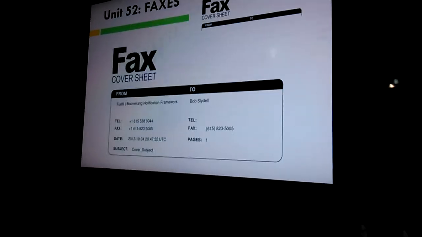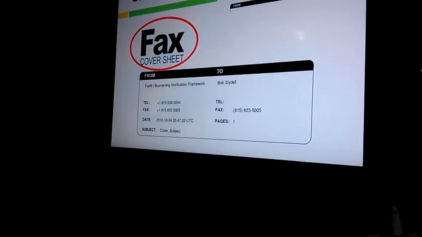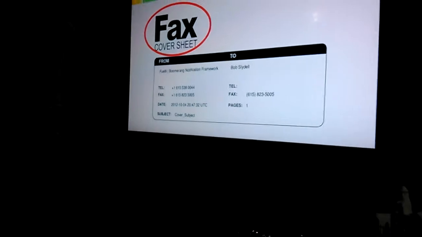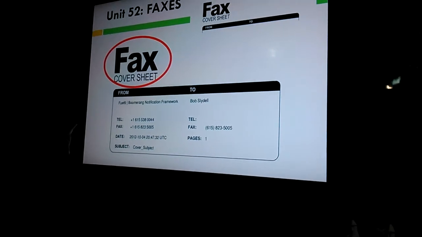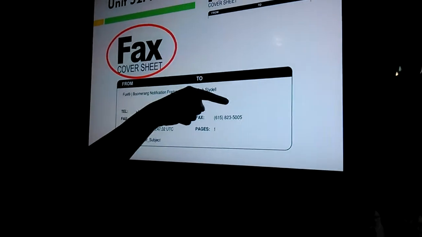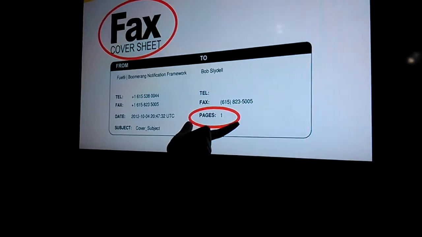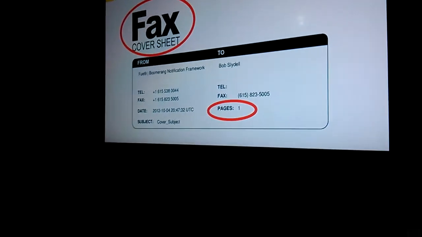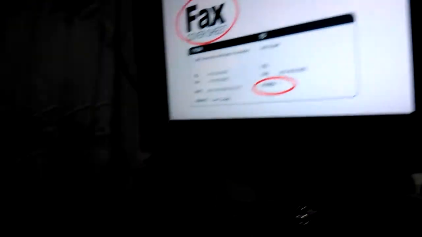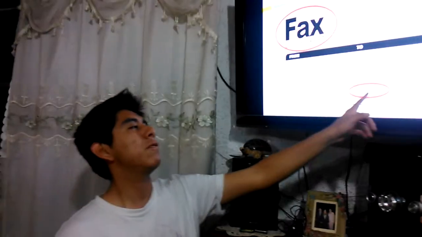Faxes are not used anymore. In this case, I want to show the first part of the fax. The fax cover sheet is the first paper in which you are going to indicate the telephone, the fax number, the date, the person who is going to receive your fax. And very important is the number of pages you have in the fax. That's why pages, in this case, just one page. Many faxes can say 5 pages, 6 pages. It depends on how long your message is.